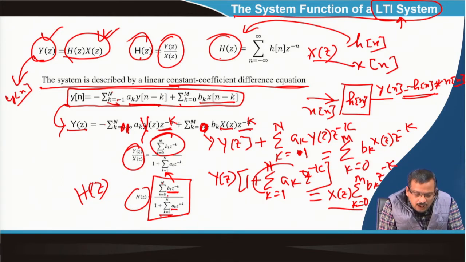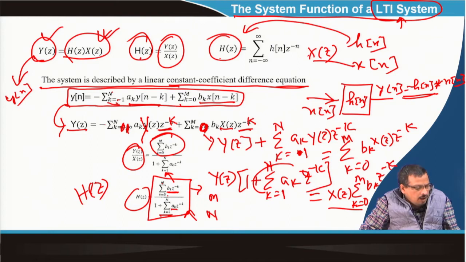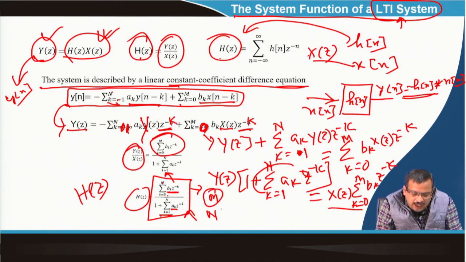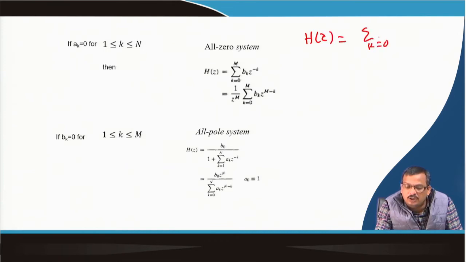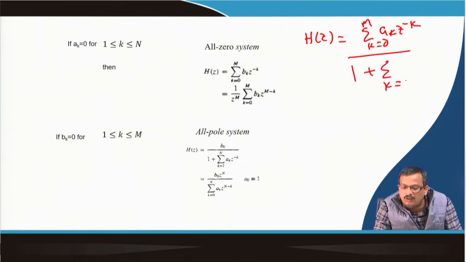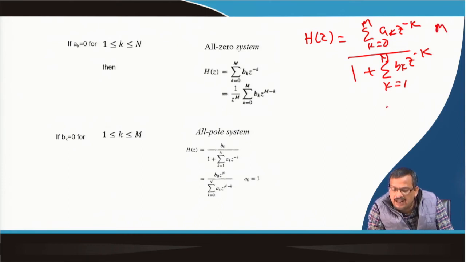Now, how many zeros are there? M number of zeros are there. How many poles are there? N number of poles are there. Now, suppose I say that M number of zeros and N number of poles are there. So, I can say H(z) is equal to summation of k equal to 0 to M a_k z to the power minus k divided by 1 plus summation k equal to 1 to N b_k z to the power minus k. Okay. So, there are M number of zeros and N number of poles.